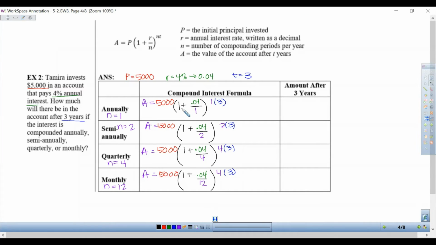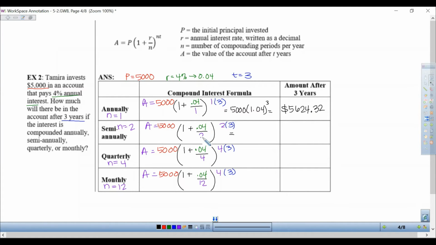So meaning if I were to plug in 1 plus 0.04, I would get 1.04 and simplify. So I'd be doing 5,000 times 1.04 to the third power before I evaluate. Then I would type this into my calculator and I would get $5,624.32. Again, if I'm using Desmos, I can type it in exactly like this and go straight to the answer. If I'm not, I suggest you evaluate this first.